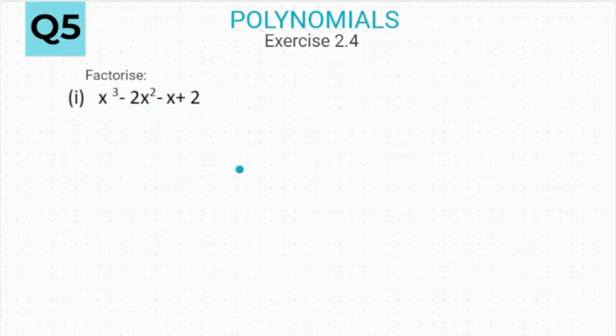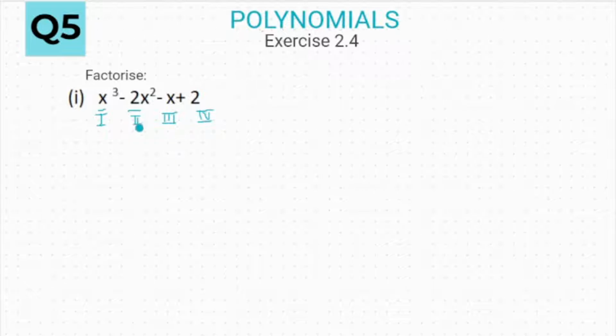Today in this video we are going to do question number 5 from exercise 2.4 from NCERT, and the chapter is polynomials. So the question is factorize. We have to factorize some polynomials. So the first polynomial is x cube minus 2x square minus x plus 2. Here we are having 4 terms. The first term is x cube, the second term is minus 2x square, the third term is minus x, and the fourth term is 2. So how will we do this?